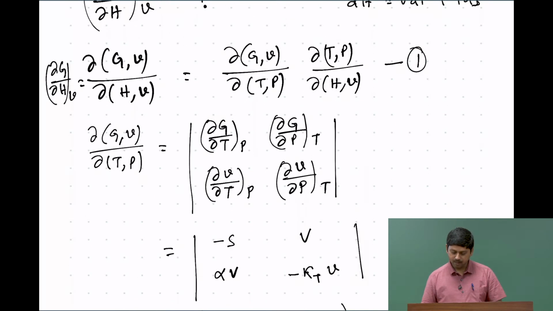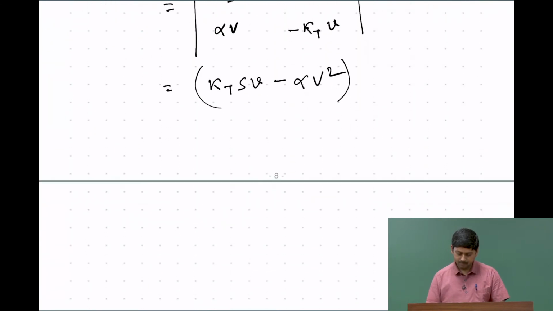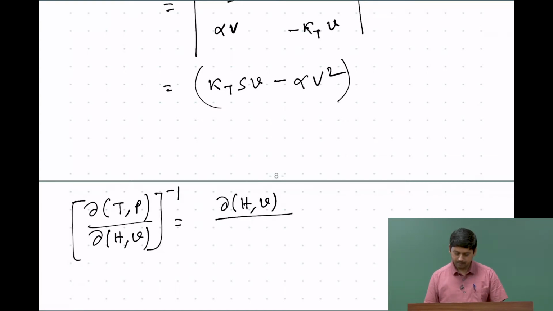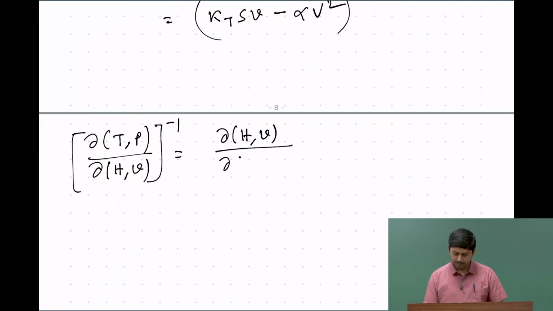Now, right hand side del T P by del H V, del T P by del H V is of course the inverse of that quantity. So, first of all we are going to write the inverse itself as T P, because we are taking the inverse because we want H to be in the numerator.